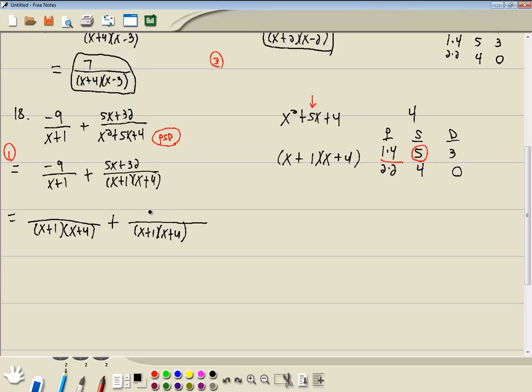Now our second fraction hasn't changed at all, so I'll go ahead and just write down the top part. But let's take a look at our first fraction. It had an x plus 1, the x plus 1 is still there. The new item down below is the x plus 4. Whatever new item you put down below, you also have to put up on top. Whatever you multiply by the denominator, you have to multiply by the numerator. Well, negative 9 times x is negative 9x. Negative 9 times 4 is negative 36 over our denominator. Plus 5x plus 32 over our denominator.